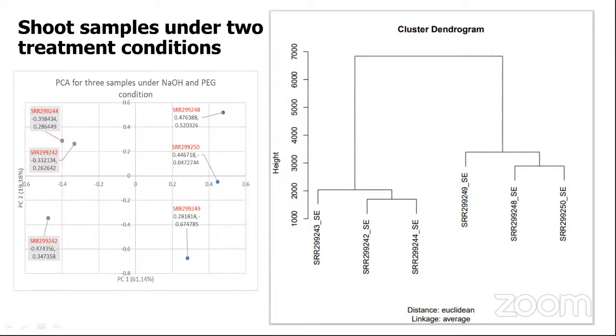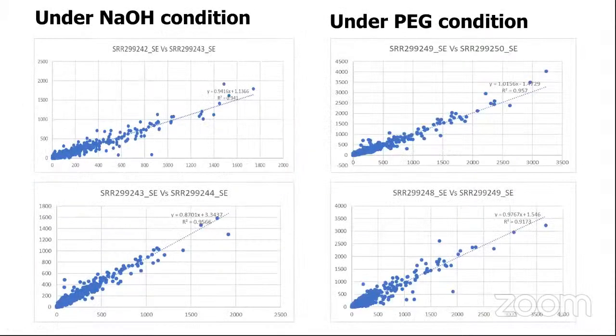I tried to assess the relationship between samples from the same treatment. So this is from sodium hydroxide and PEG, and I observed that there is a strong relationship between the gene expression pattern of samples that had the same treatment, which shows that the quality of the data is quite good.